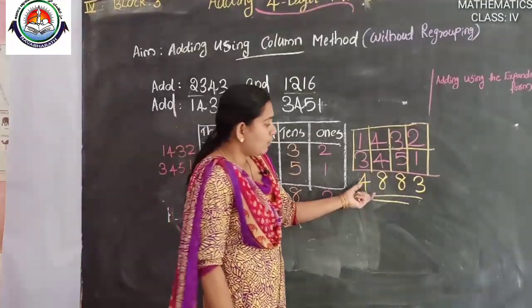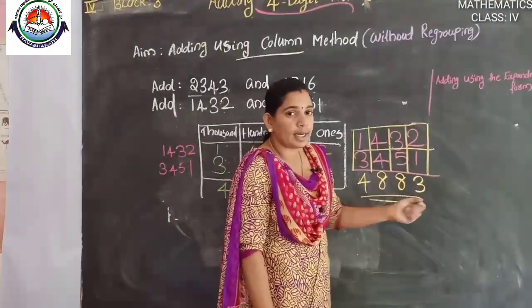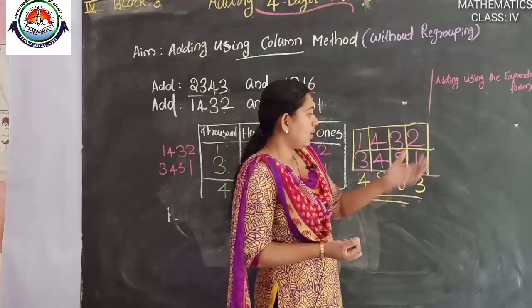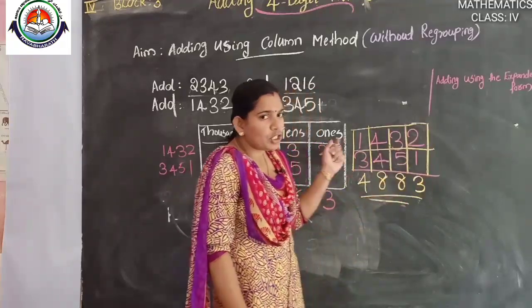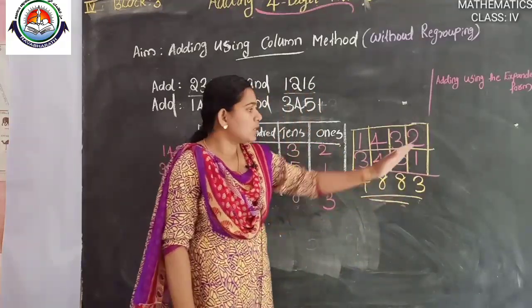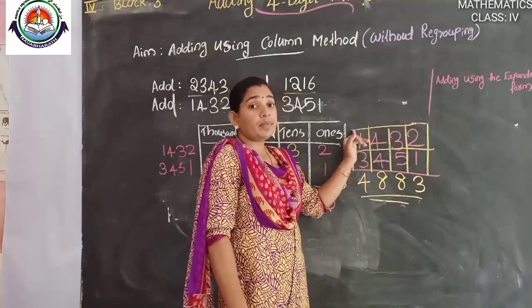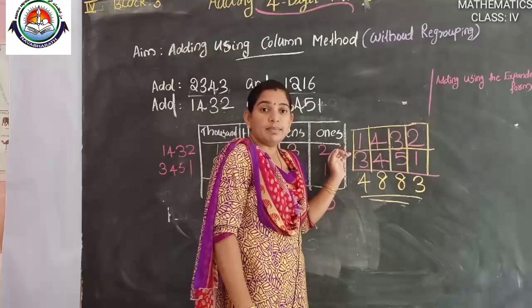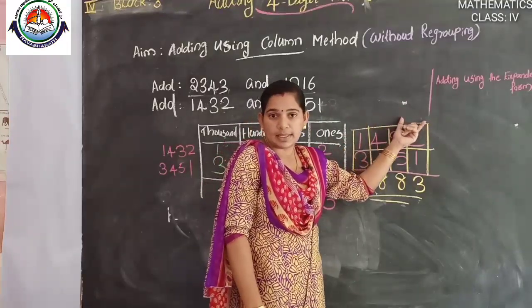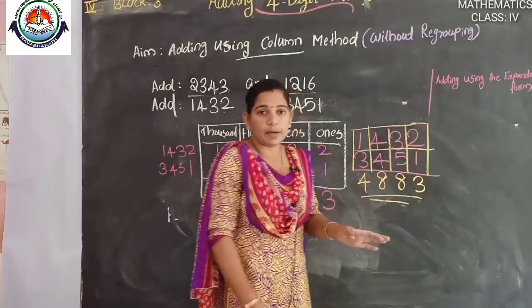4,883. Here also 4,883. So we are using this column only. We don't want to mention the places. Here also same. Ones, tens, 100, 1000. We place the digits, but we are not mentioning the places. Okay, we will do another problem.